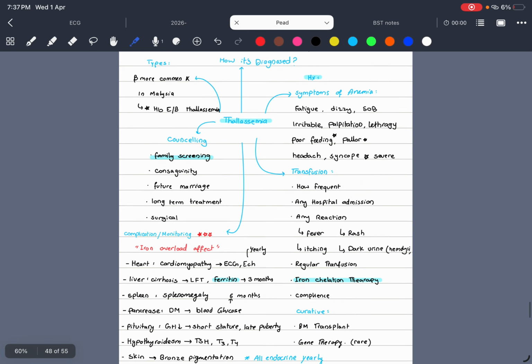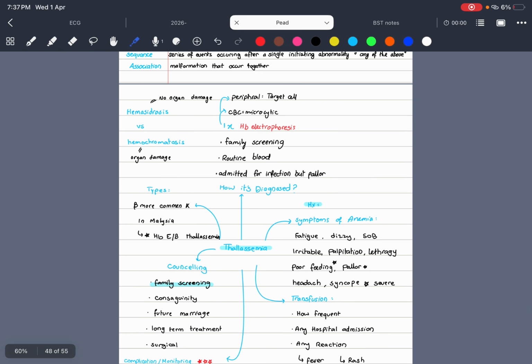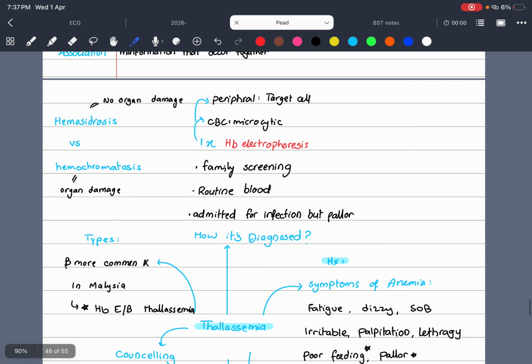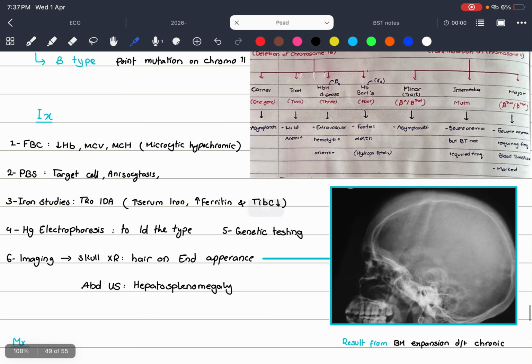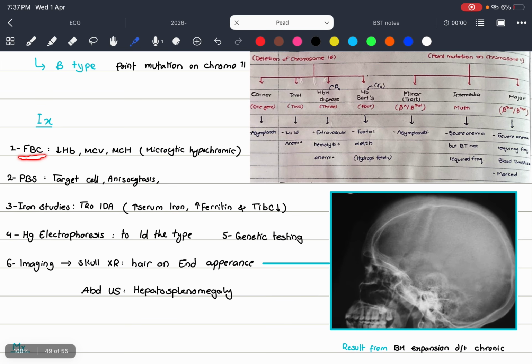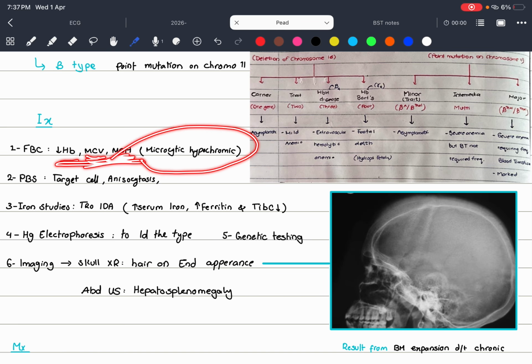Okay, so now how do you diagnose thalassemia? For diagnosis of thalassemia, you start with a full blood count. You will see hemoglobin is low, MCV must be low, MCH must be low. So what we call this is microcytic hypochromic anemia.